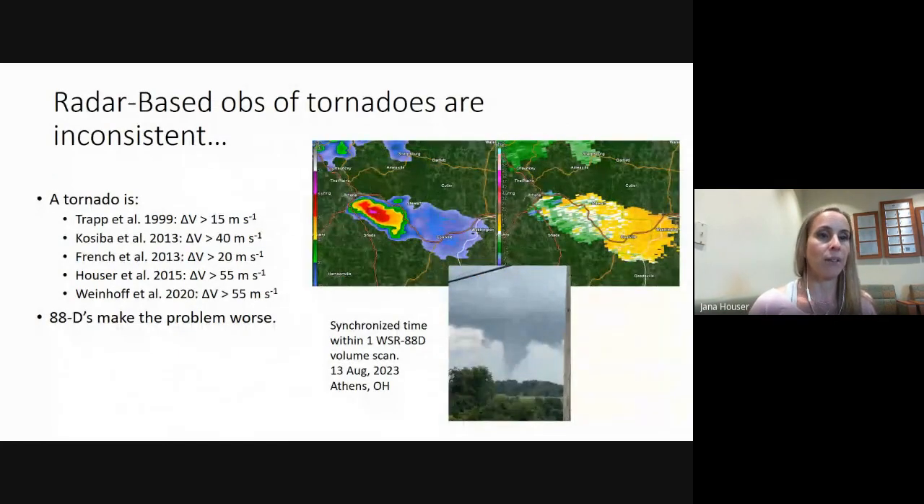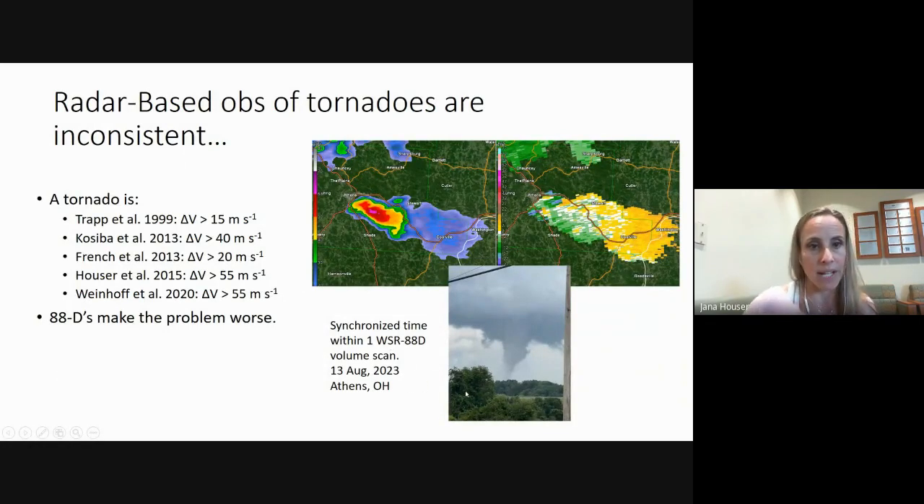Furthermore, we have these radar-based observations of tornadoes that are inconsistent with their definitions. So I alluded to this before. Here are 5 different studies that use 5 different thresholds using 5 different instruments of what makes a tornado in their data sets. So obviously the 88Ds are potentially problematic here.